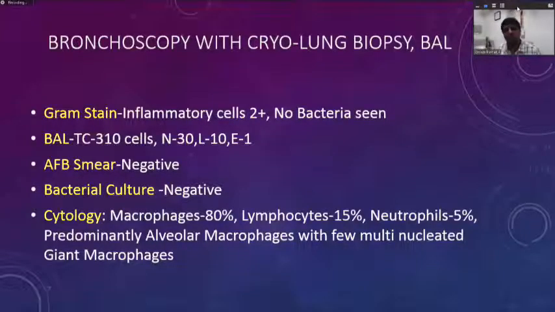Now, as the patient got better and was discharged, the report of what we had done in terms of bronchoscopy and the cryobiopsy came up, which shows an unremarkable total count of 310 cells. Anywhere between 300 to 500 cells would be adequate to say that a good sample has been collected, predominantly neutrophils followed by lymphocytes of 10%. AFB smear and culture were negative, and the macrophages in cytology were 80%, neutrophils 5%, predominantly macrophages with few multinucleated giant macrophages, which raises the possibility of hypersensitivity pneumonitis, also as one of the criteria, with lymphocytes less than 15%.